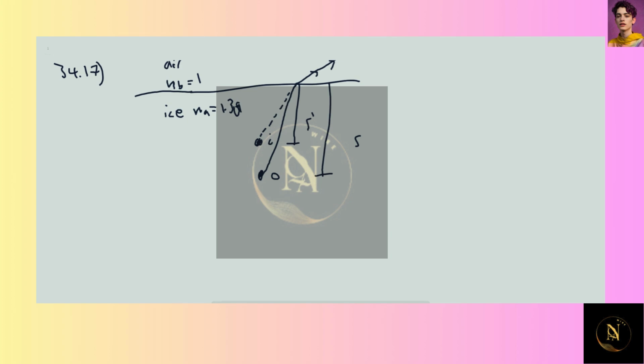Okay, so we're doing chapter 34, problem 17 here. And this says a speck of dirt is embedded 3.5 centimeters below the surface of a sheet of ice, which is with an index of refraction of 1.309. And we want to figure out what is its apparent depth when viewed at normal incidence.